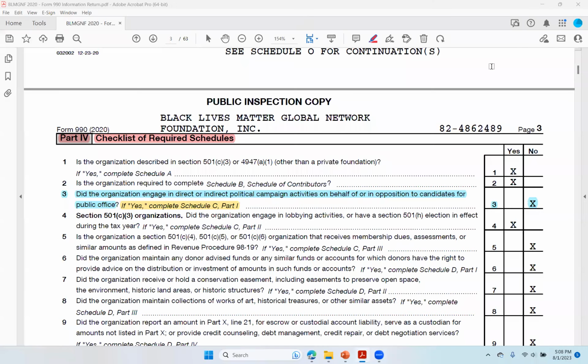And here we are. So this is the public inspection copy for the Black Lives Matter Global Network Foundation's Form 990 information return for the year 2020. And we are looking at the Part 4 checklist of required schedules. And to save time, I've only highlighted the lines that I believe are red flags or designate red flags. So I'm going to scroll down to line number 3.